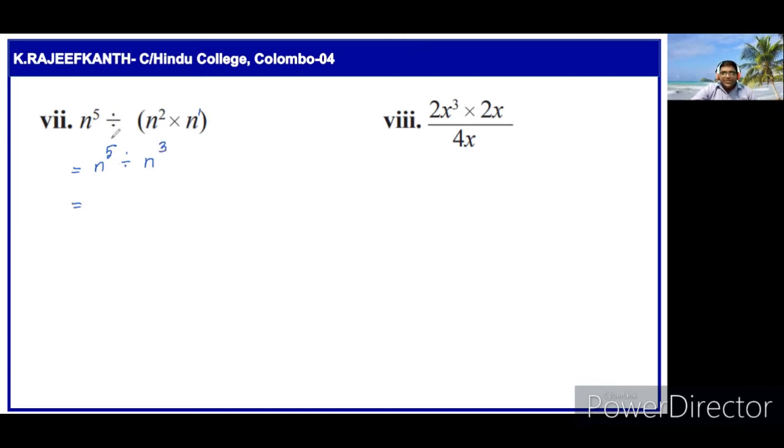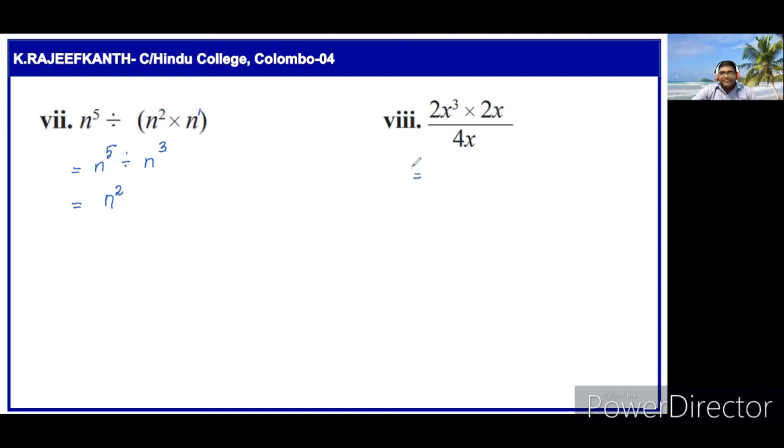Now we should divide this n to the power of 5 by n to the power of 3. Here in these two powers also the bases are equal. Then directly we can subtract the index. Then 5 minus 3, 2. Then n to the power of 2.